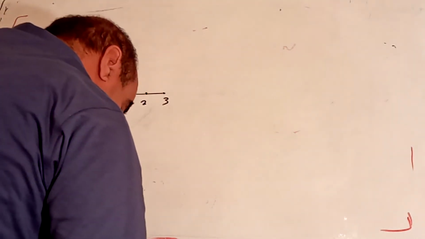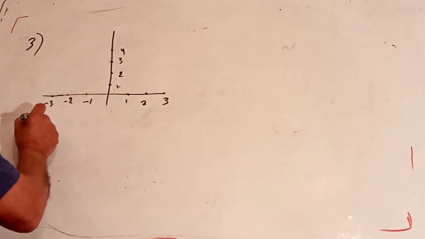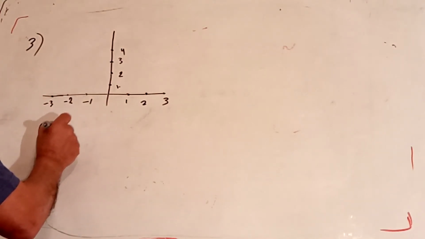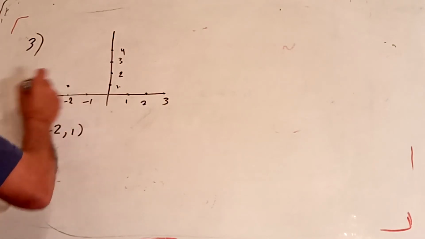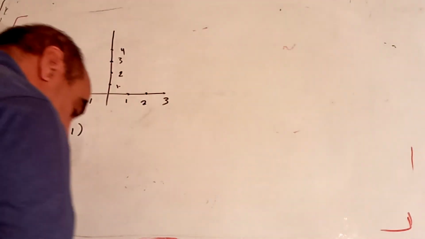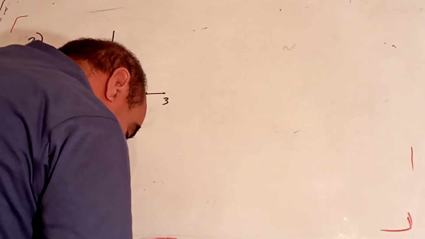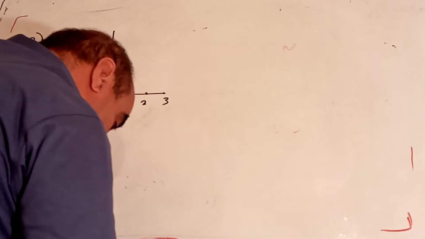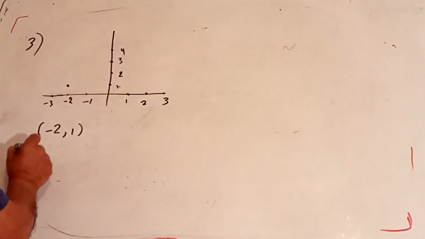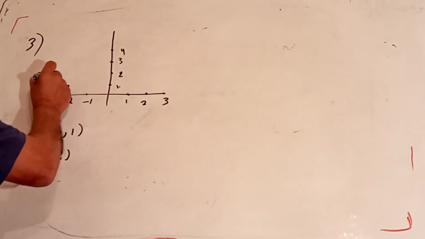The first point was minus 2 and 1. Where is minus 2 and 1? This is the point. The second point, we have minus 3 and 2. This is minus 3 and 2, this point here.